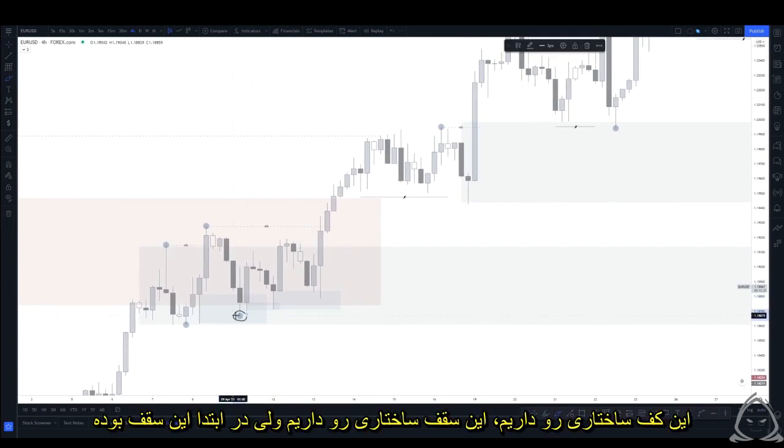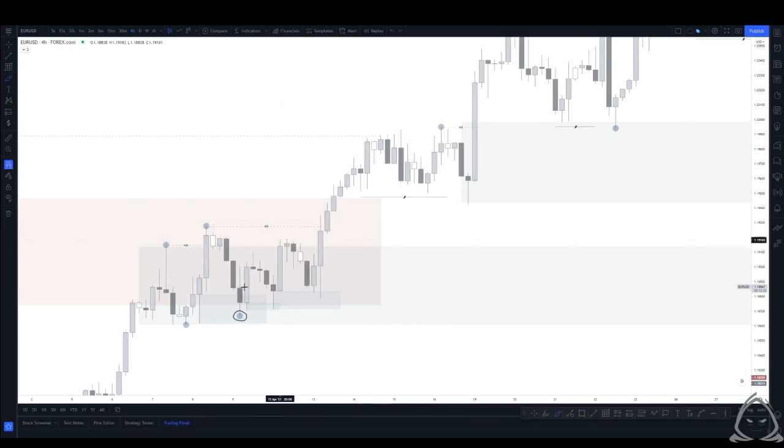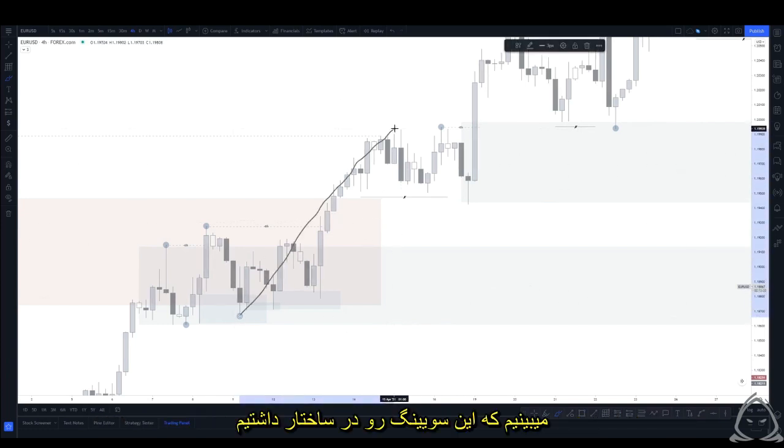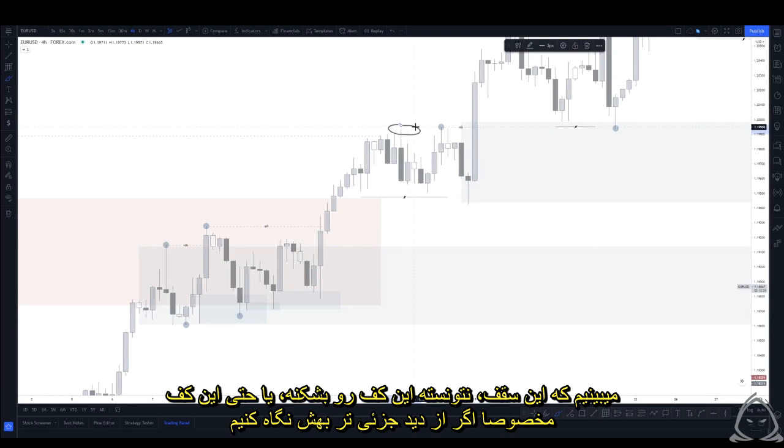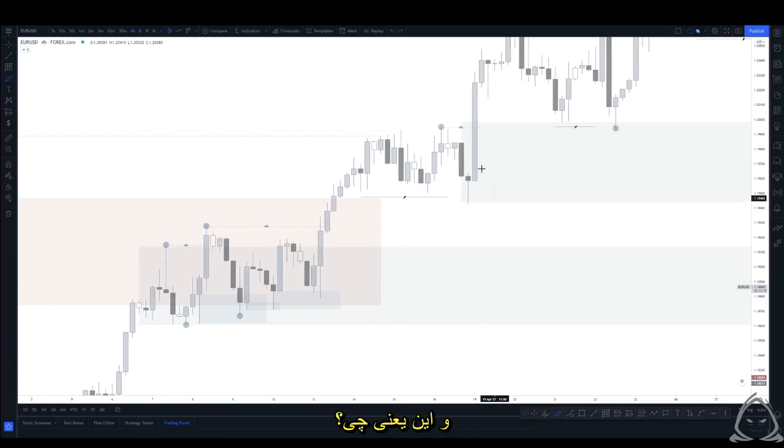We have this structural low, we have this structural high, but initially it was this high. So we can see that we had this swing in structure. We can see that this high failed to take out this low right here, or even this low specifically, from a more granular approach. And what does that mean? That this high is more than likely going to be targeted.